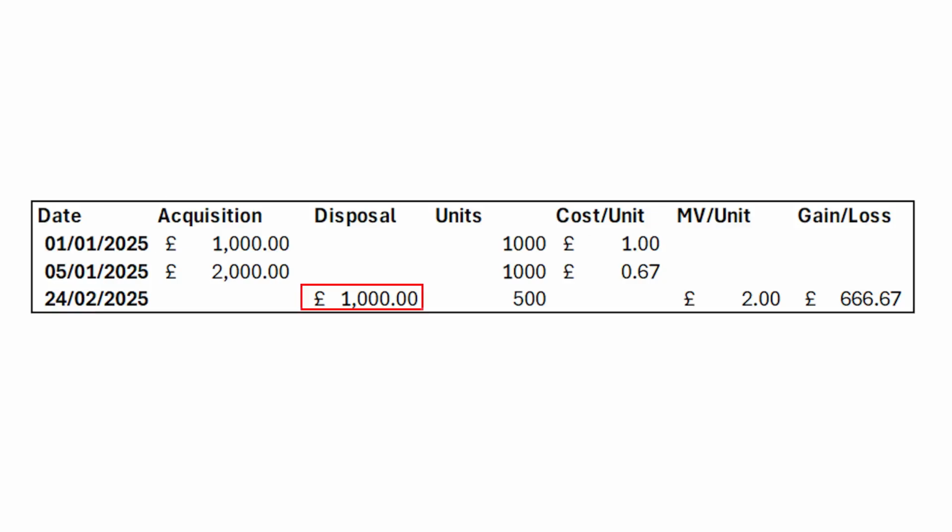So you dispose of £1,000 worth, and that was 500 units. So the cost per unit at this date is £2. What this means is that we have to take the average cost, historically 67 pence for 500 units, and deduct that from the £1,000 to get a gain in the situation of £666.67. So this is very straightforward and simple. You bought 2,000 units with a cost of £3,000. You then sold 500 units with an average market value of £2, and then the difference is your gain in this situation. Yeah, that makes sense.